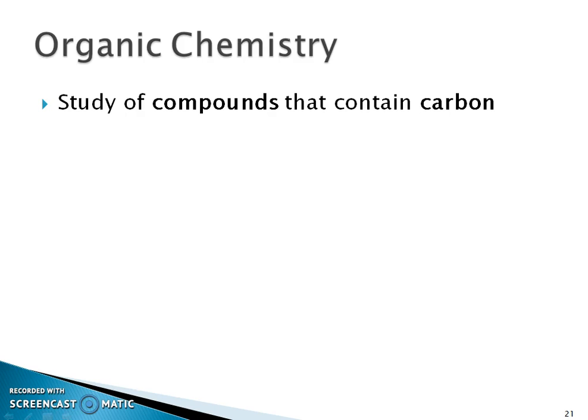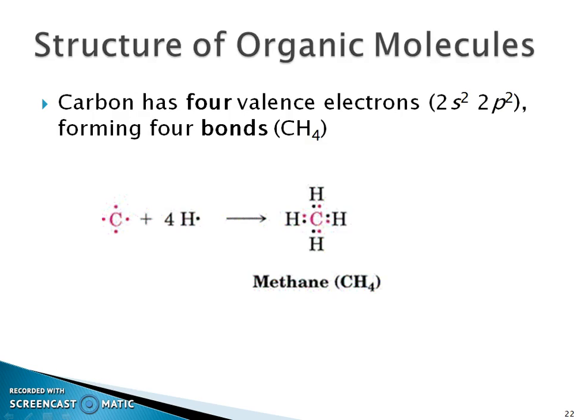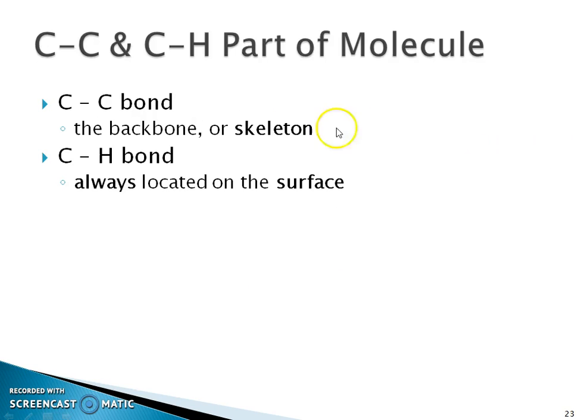Organic chemistry, studying compounds that contain carbon. The structure of these organic molecules. Again, the idea that carbon has 4 valence electrons, so it wants to bond 4 times in some way. The CC bond that we saw in the video as well is called the skeleton part of the molecule, and the CH is always going to be the surface or around the carbon, because remember, hydrogen only needs 2 valence electrons in order for it to be stable, so it has to be on the outside of the molecule.